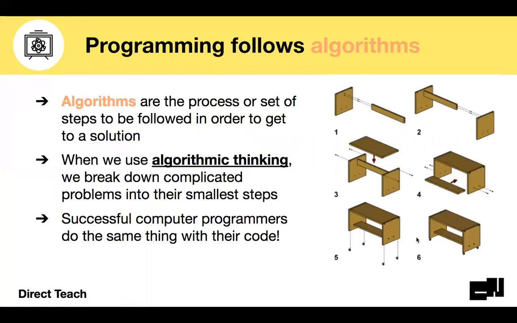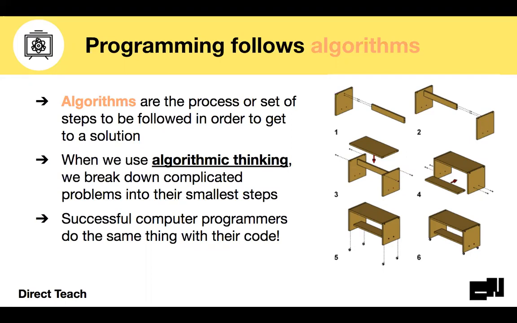So algorithms, what are they? Just a fancy word for the processes or set of steps that need to be followed to get a solution. That's all it is. When we use algorithmic thinking, we're breaking down a complicated problem into its smallest steps, like this drawing here on the right. We're trying to do something which can be complicated, building a table. We're breaking it down into 6 steps that allow us to go from the beginning to the end and end up with this nice table that we can use, right? That's algorithmic thinking, breaking something down into steps.